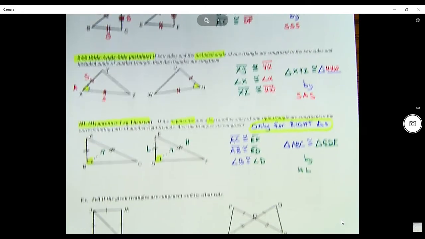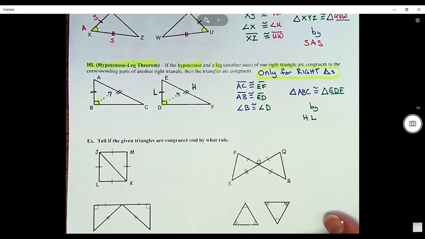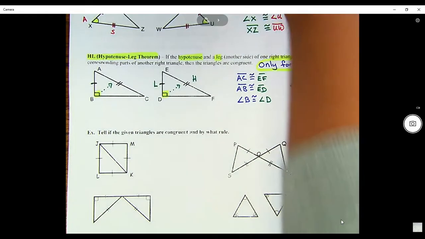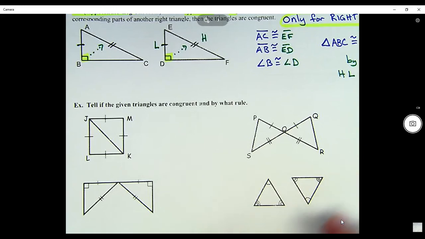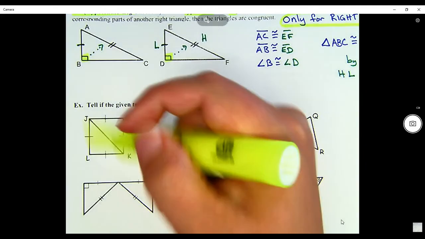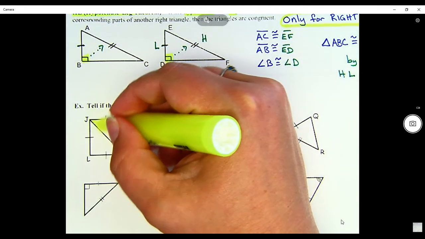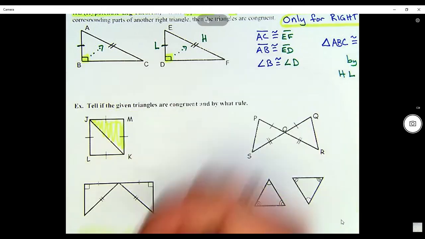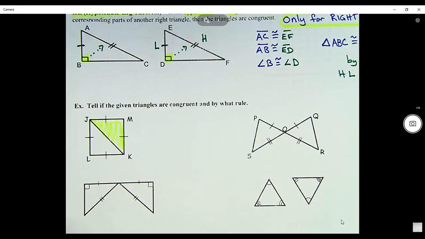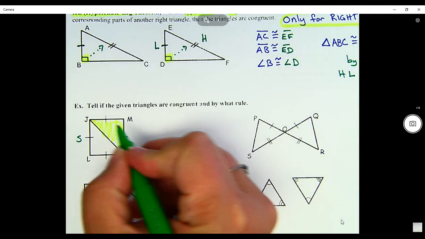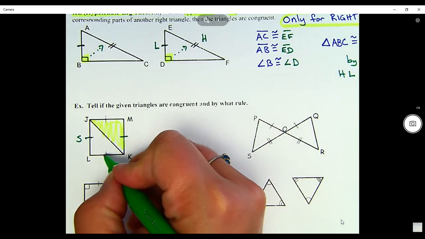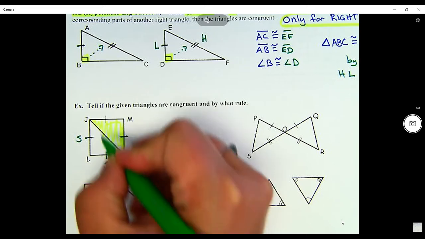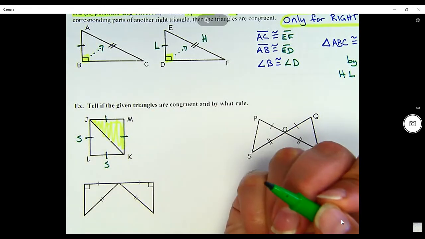Now let's look at a couple of examples. They've given us sets of triangles and they're asking us, are they congruent? And if they are, what rule would make them congruent? I've got two triangles here, and I'm going to highlight one just so you can tell the difference between one and the other. On one triangle, I have a set of sides that's congruent to a set of sides on the other triangle, and I have another set of sides here. It's congruent to that side.